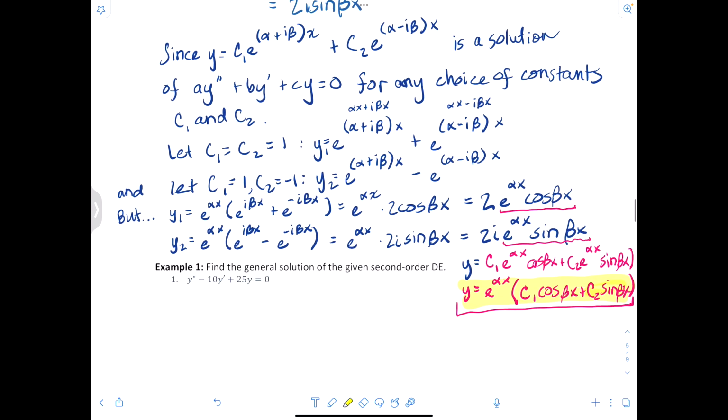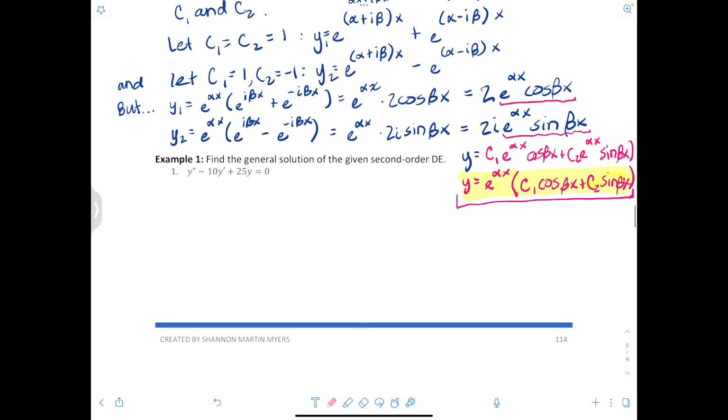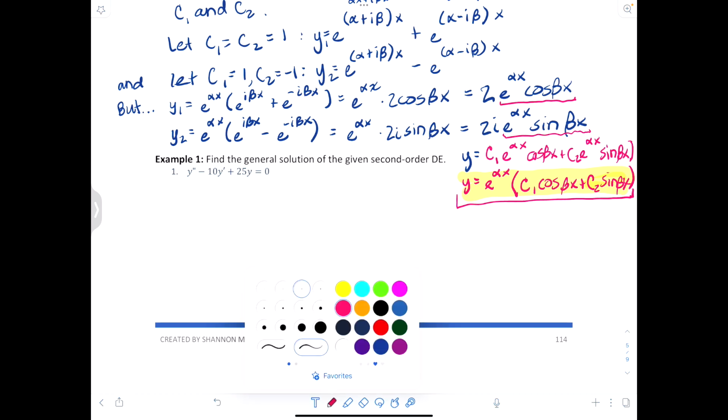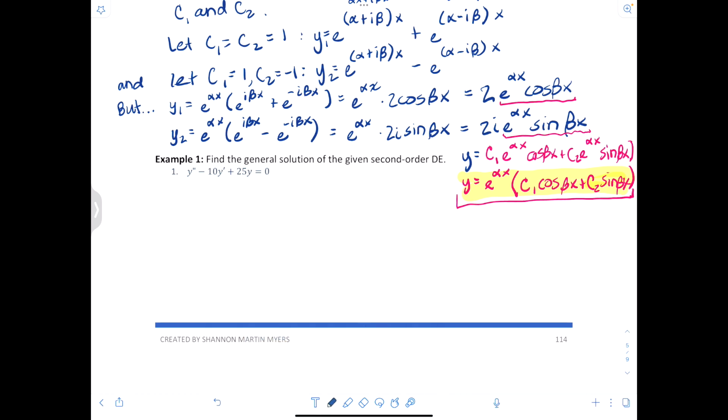Cool? All right, so now example 1. Find the general solution of the given second order DE. You'll love this. What should we do?